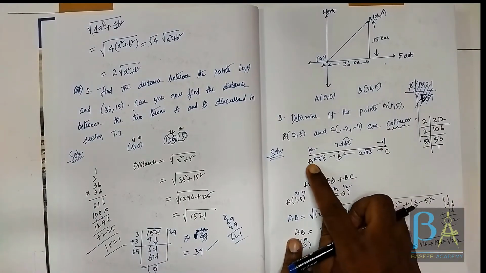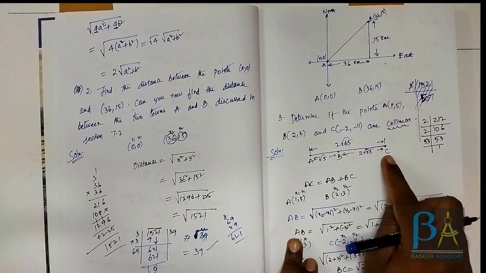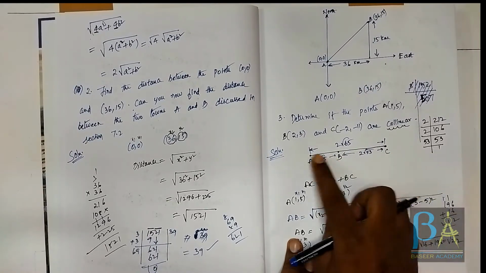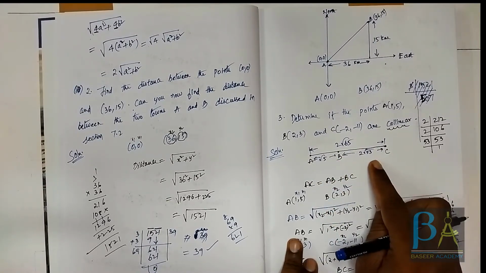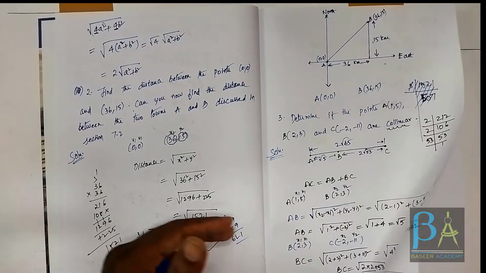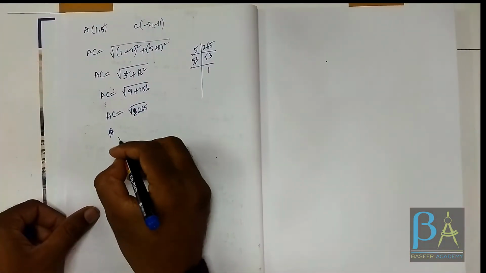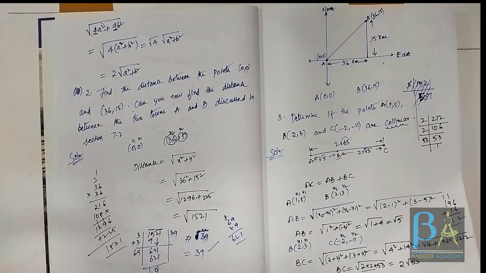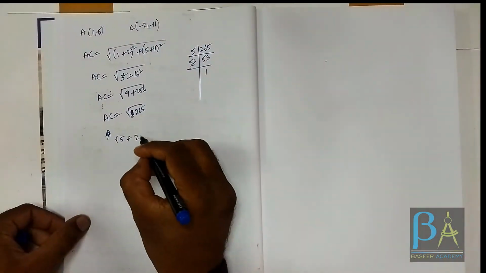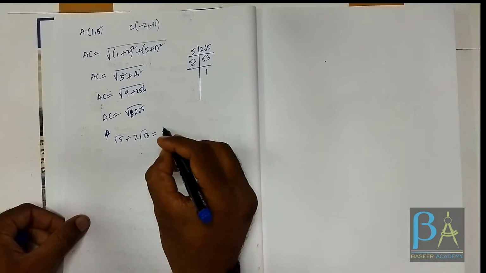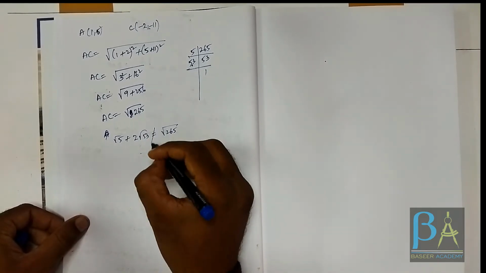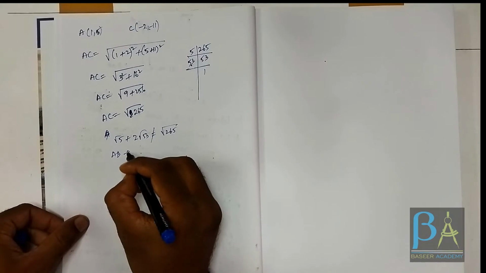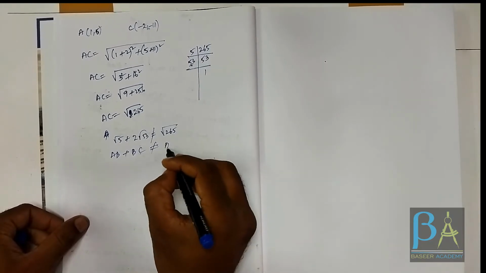So you can see for yourself, AB plus BC is not equal to AC, because root 5 plus 2 root 53 is not equal to 2 root 65. If you add root 5 and 2 root 53, you are not going to get root 265. So AB plus BC is not equal to AC.